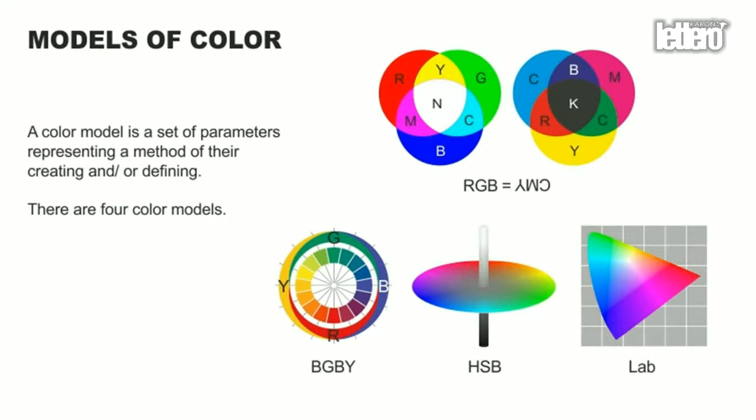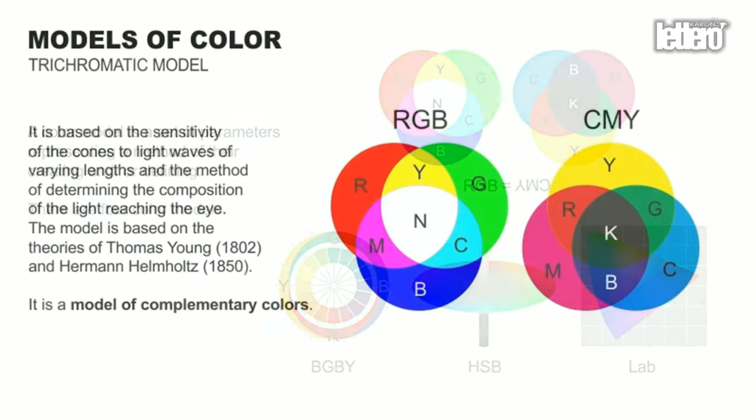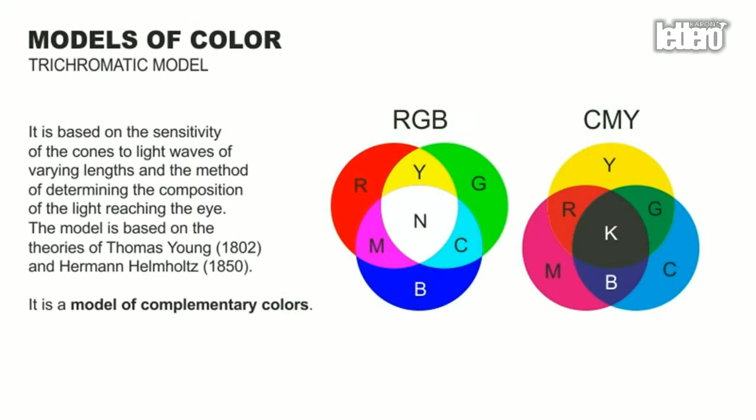There are 4 colour models. Trichromatic model. This model is based on the sensitivity of cones to light waves of varying lengths, and on the method for determining the composition of light that reaches the eye. It is based on the theories of Thomas Young 1802 and Hermann Helmholtz 1850 and is a model of complementary colours.